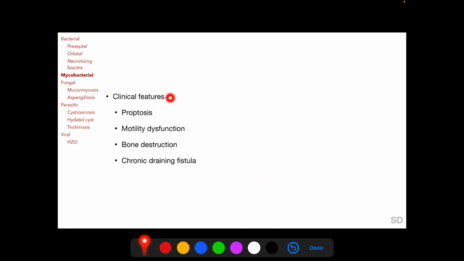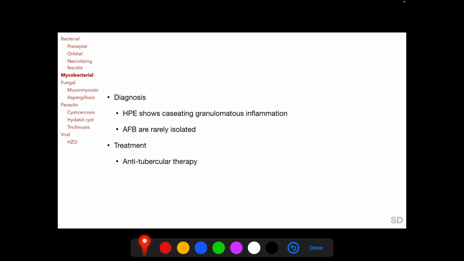Clinical features of mycobacterial orbital infection include proptosis, motility dysfunction, bone destruction, and chronic draining fistulas. Diagnosis is by histopathologic examination showing caseating granulomatous inflammation typical of tuberculosis, but acid-fast bacilli are rarely isolated, and treatment of orbital tuberculosis is with anti-tubercular therapy.